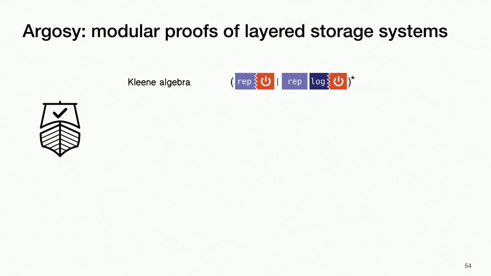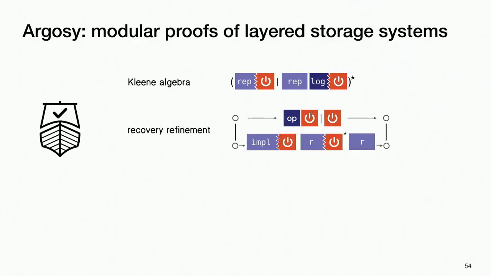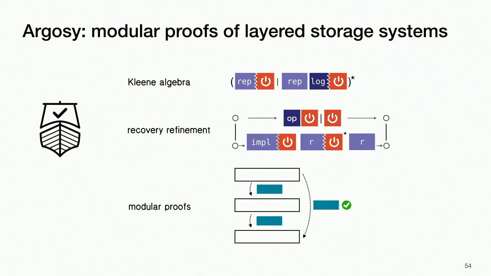Okay, so to summarize, I've talked about Argosy, which gives us modular proofs of layered storage systems. It appeals to Kleene algebra, both to model crashes and recovery, as well as for principles to reason about the composition theorem as well as correctness. We've introduced recovery refinement, which is the approach that we use to get all of these nice features, and it gives us the right conditions to establish trace inclusion for recovery. And finally, I've talked about how recovery refinement also gives us modular proofs. It lets us compose implementations together. Thanks, and I'm happy to take more questions.